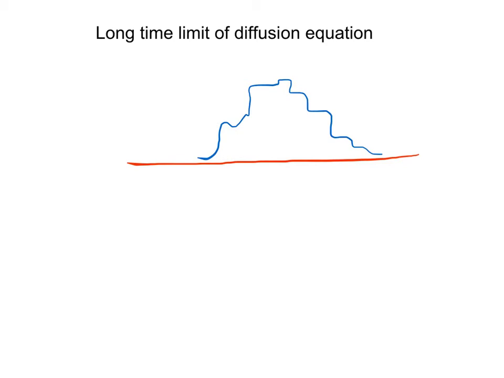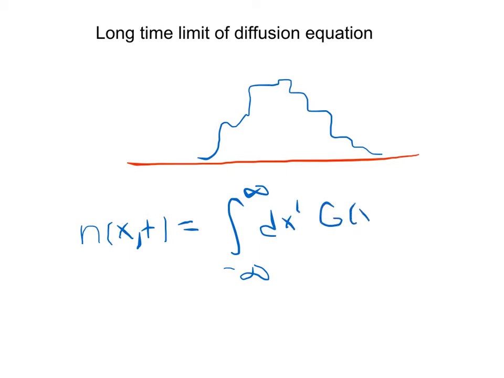Now, we've already explained to you that if you have the Green's function, you can explicitly write down the solution of this, which is n of x and t is equal to the integral from minus infinity to infinity dx prime of G of x minus x prime and t times the initial condition n of x prime and 0, where n of x prime and 0 is this shape right here. And so in order to find out what happens to this initial condition, you have to just solve this integral, which for an initial condition with a funny shape like this one is not untaxing.